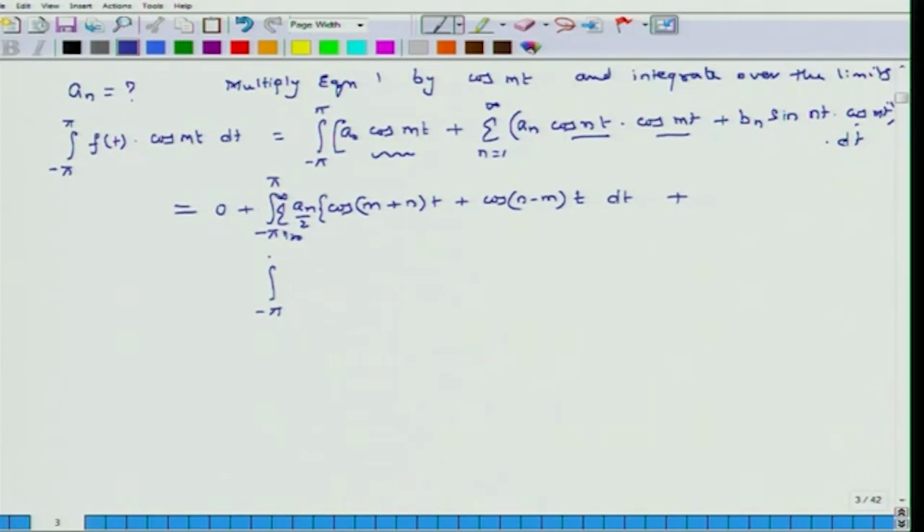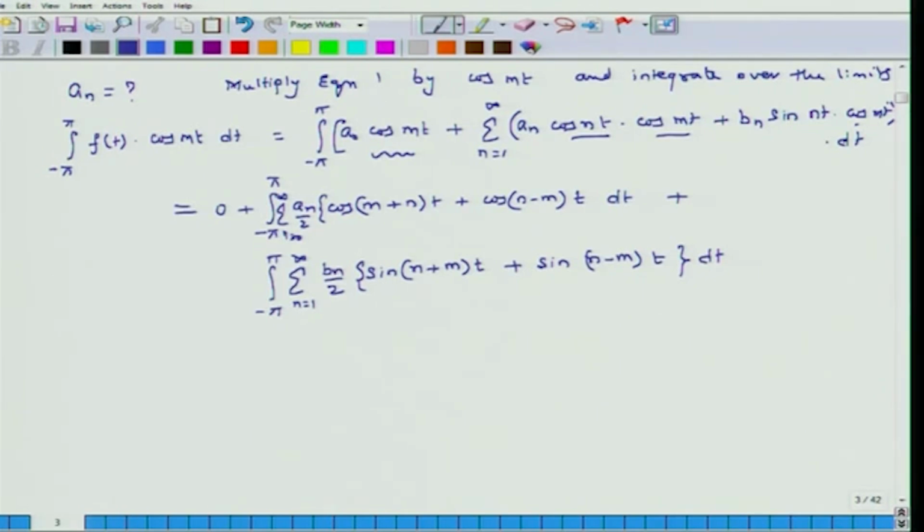plus the integral from minus pi to pi of bn over 2, n equal to 1 to infinity, and sin nt times cosine of mt is sine of (n plus m)t plus sine of (n minus m)t, dt.